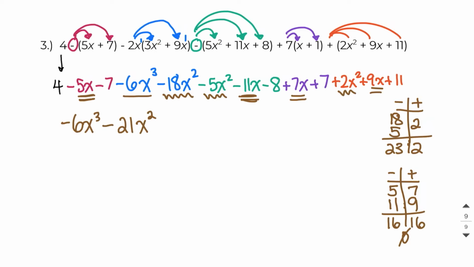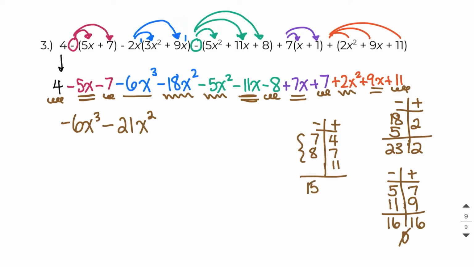And then let's talk about our constants, our regular numbers. So here we have positive 4. So team positive won those 4 points. A negative 7, team negative won those 7 points. A negative 8, team negative won those 8 points. Positive 7, team positive won those 7 points. And positive 11, team positive won those 11 points. So altogether, I can see here that team negative won 15 points and team positive won 22 points, which means that team positive wins the game by 7 points. So I can just write plus 7 right here.